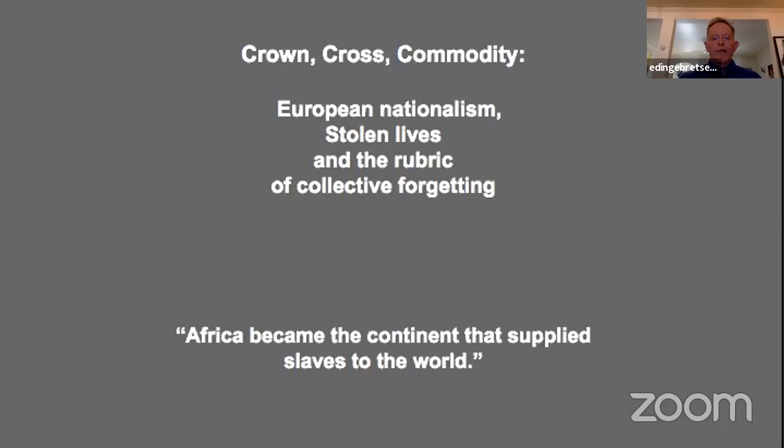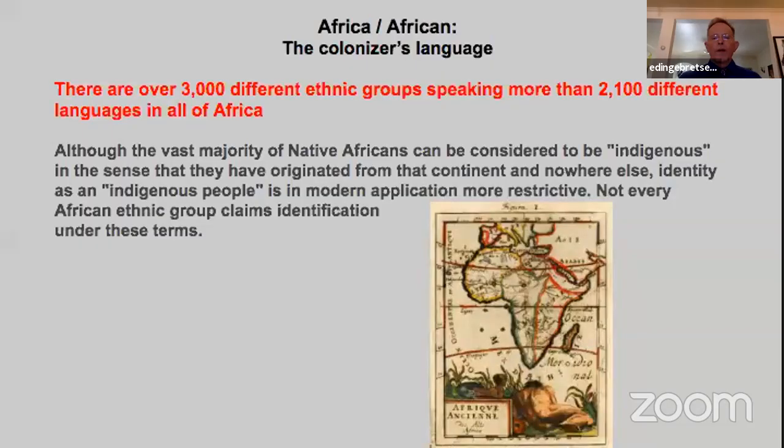From David Eltis again, Africa became the continent that supplied slaves to the world. First thing to get in mind, Africa and African is a colonizer's language. There are over 3,000 different ethnic groups speaking more than 2,200 different languages in the whole mainland of the Africans. And although the vast majority of native Africans can be considered indigenous in the sense that they have originated from that continent, nowhere else, and they identify as indigenous people, it's a modern application and it's much more restrictive. So my use will be to call these persons indigenous.